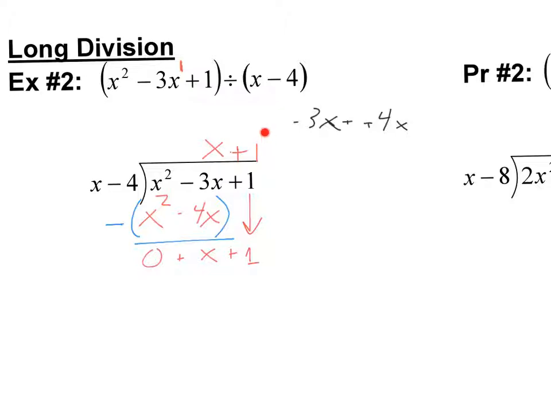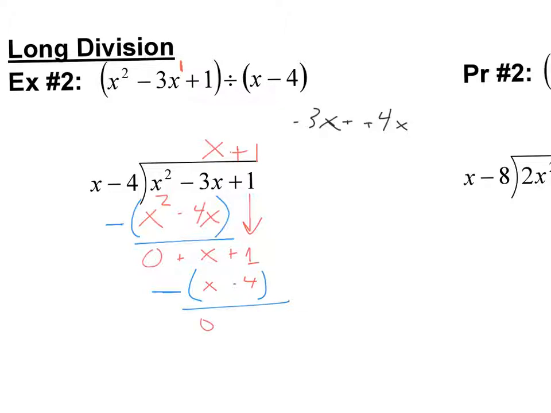Now 1 times x is x, so I'm going to write an x down here. In the same way, 1 times negative 4 is negative 4, so I'm going to write a negative 4 here. Remember, though, I'm subtracting this whole thing. So when I go through this, I get an x minus an x. That's easy, that's just 0. I don't even really need to put the 0 there.